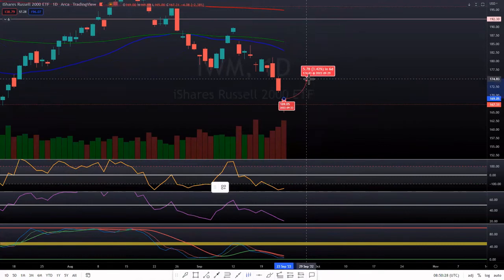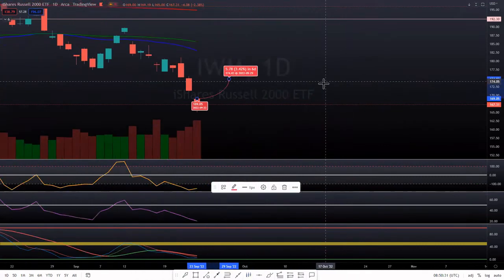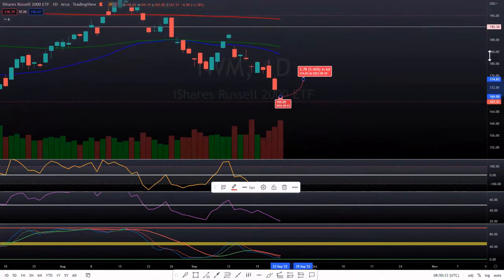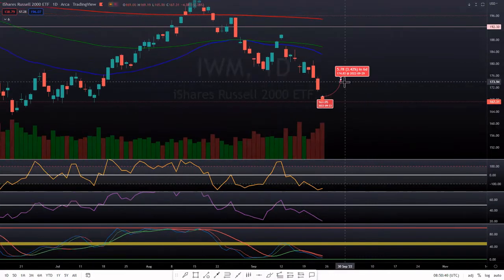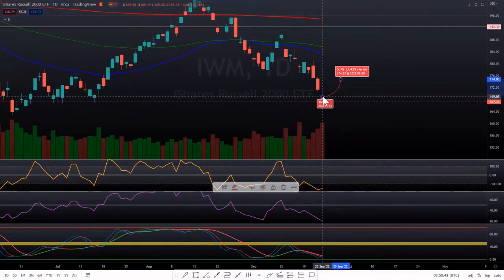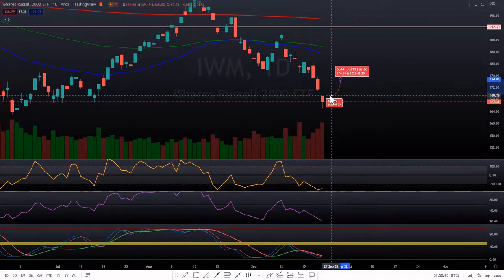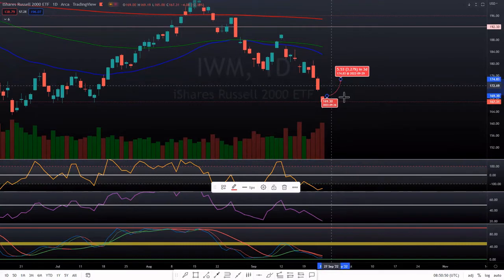174.48, right? The reason being is that, see, the moving average is coming down, down, down. So I'm going to go 174.83 for the IWM initially, right? We're talking about Monday and Tuesday, and then we'll see. We have to reevaluate on Wednesday or Thursday, right? But for right now, Monday and Tuesday definitely should see a rally here.